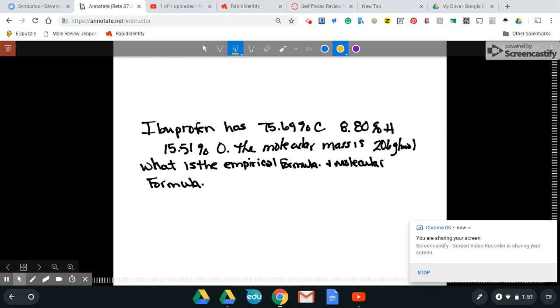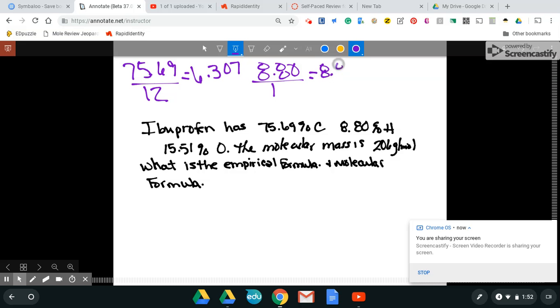It says ibuprofen has 75.69% carbon, 8.8% hydrogen, and 15.51% oxygen. The molecular mass is 206 grams. What is the empirical formula and molecular formula? So I'm going to use my little space up top, and I'm going to put 75.69 divided by the mass of carbon. So 75.69 divided by 12 gives me 6.307. And then I'm going to take 8.80 divided by the mass of hydrogen.